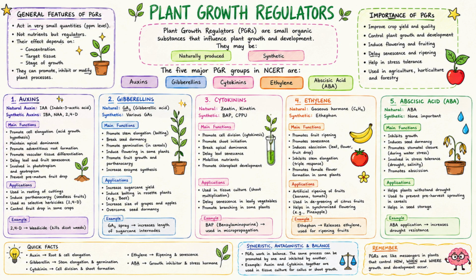The fourth group is ethylene. Ethylene is a gaseous plant growth regulator. It is mainly responsible for fruit ripening. It also promotes aging of leaves and flowers and helps in the shedding of leaves, flowers, and fruits.